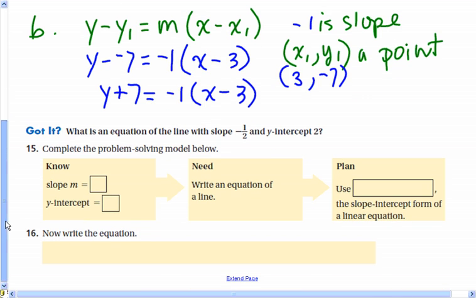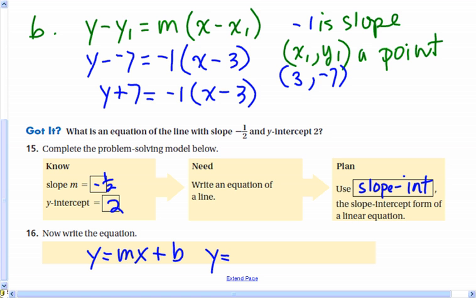So if you want to write the equation of a line with slope -1/2 and y-intercept 2, we know the slope is -1/2. We know the y-intercept is 2. And we need an equation of a line, so since I have the slope and the y-intercept, I'm going to use the slope-intercept form. I just need to substitute for m and b. So I get y equals -1/2 x plus 2.